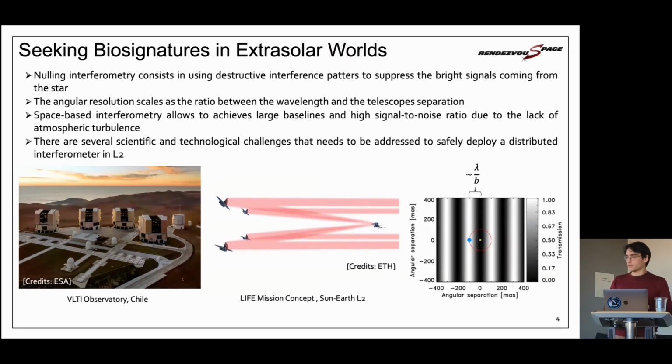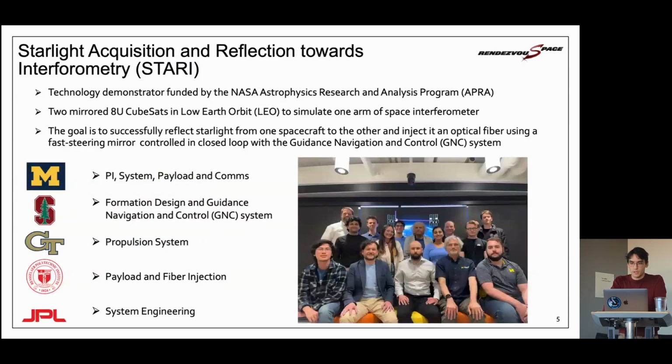A very promising concept is given by the LIFE mission concept, developed by ETH Zurich. The idea is to place this swarm of 5 satellites around the Sun-Earth L2 point. However, there are many technological challenges that need to be overcome in order to be able to deploy this kind of formation flying in space. And here is where STARI comes into play.